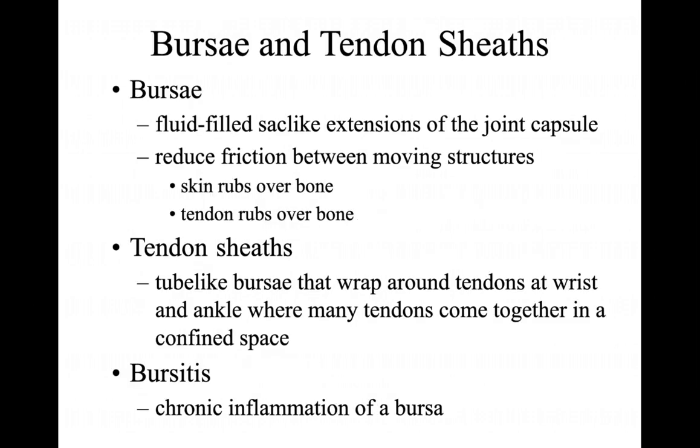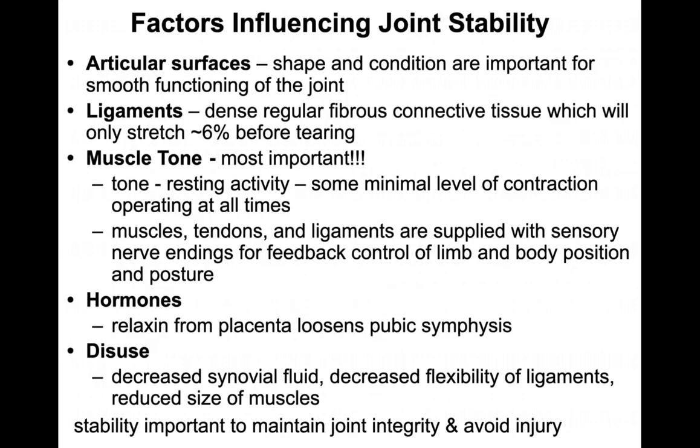So the bursae, as we've mentioned before, are fluid-like sac-like extensions of the joint capsule. They're going to reduce the friction. You'll see these where skin or tendons rub over bone. Tendon sheaths are a tube-like bursa that will wrap around the tendon. You'll see them at the wrist and ankle, where you have a lot of tendons come together but in a confined space. So bursitis is chronic inflammation of the bursa. Generally, you have to stop doing the movement to get it to go away.